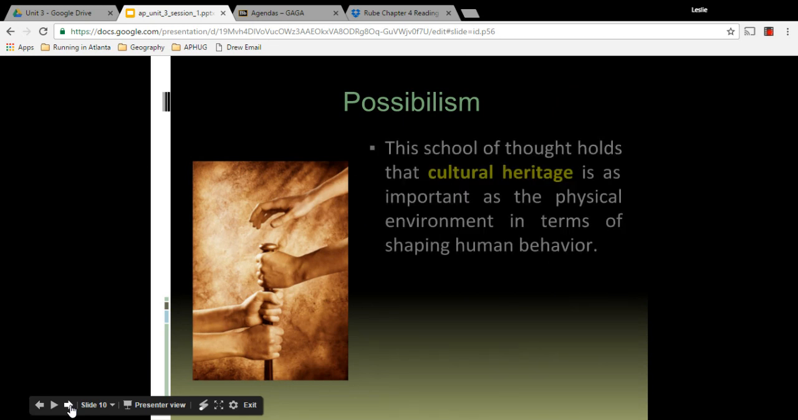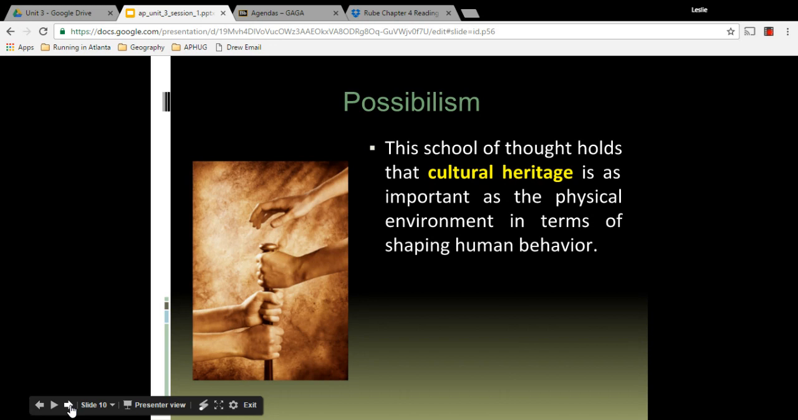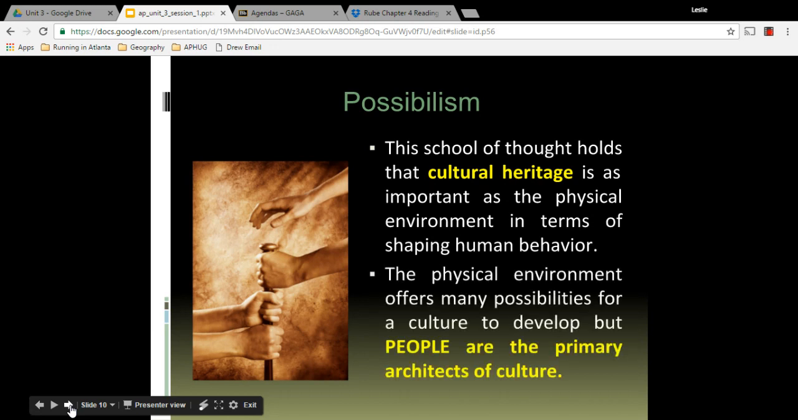All right, so we've talked about environmental determinism. Let's review possibilism. This is the school of thought that holds that cultural heritage is as important as the physical environment in terms of shaping human behavior. So the human involvement is as important as the environment. The physical environment offers many possibilities for a culture to develop, but it is the people that are the primary architects of their culture.